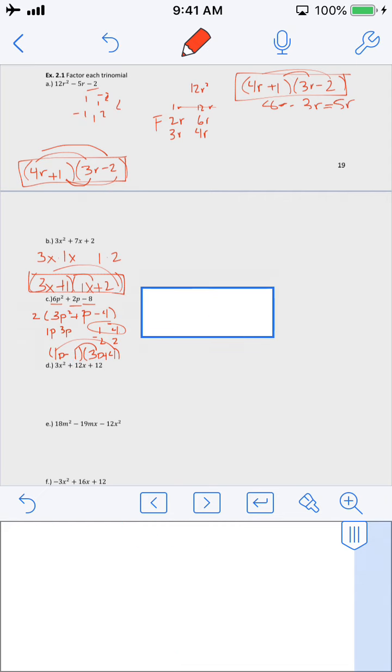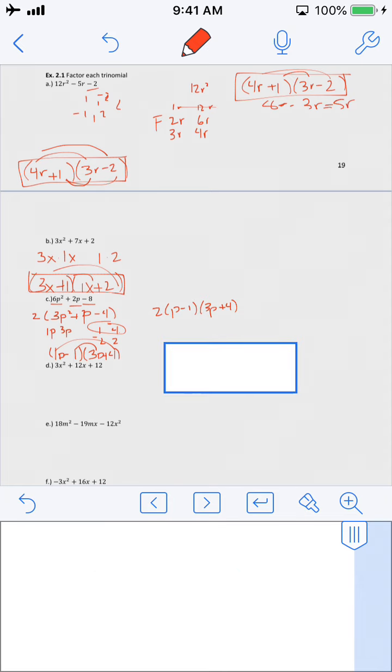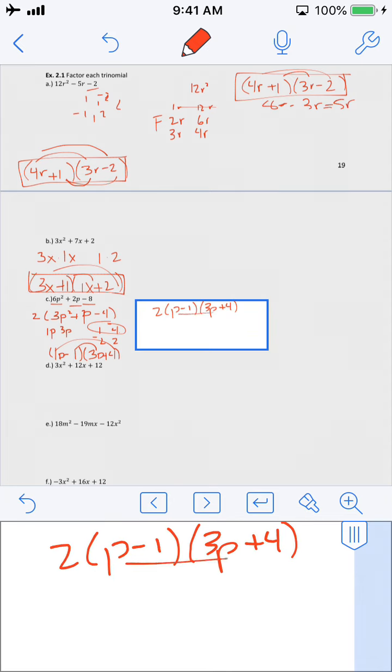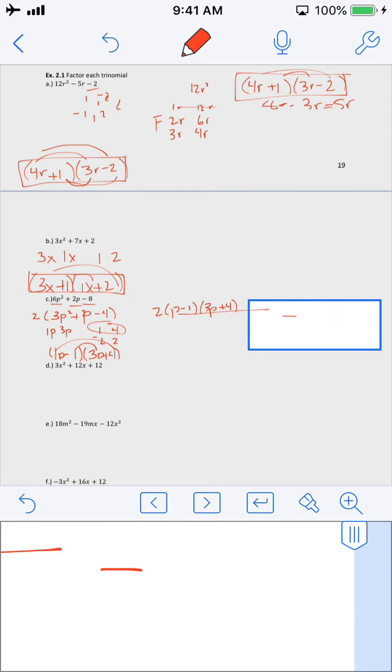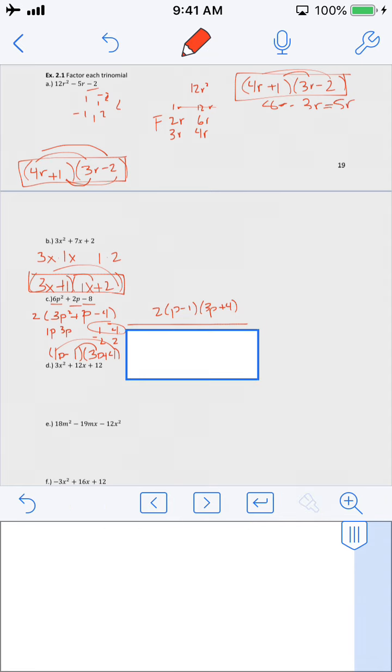Okay, and so my final answer would be 2 times p minus 1, 3p plus 4. How do I know that? Because 3p squared, plus 4p, minus 3p is 1p, and negative 4. I got back where I started. All right, so now let's pretend I didn't see that. Let's pretend I didn't see the 2. So we're back here at the beginning.